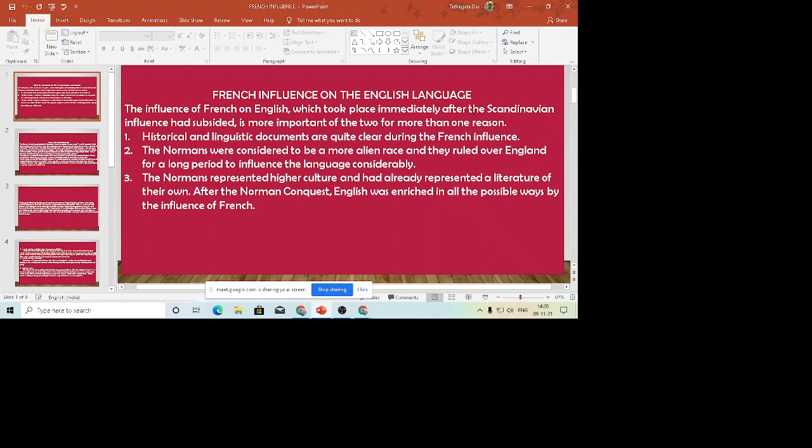Now, as the nobility and the clergy started to speak French, French naturally became a most important language. It became the language of prestige somewhat. And even almost 200 years after the Norman conquest, we see that French remained the language of ordinary intercourse among the upper classes in England.